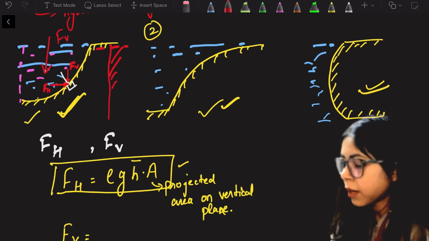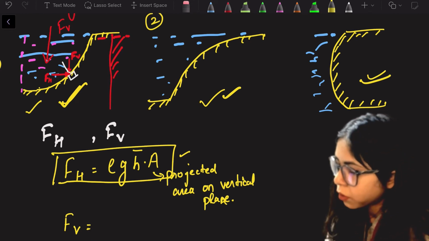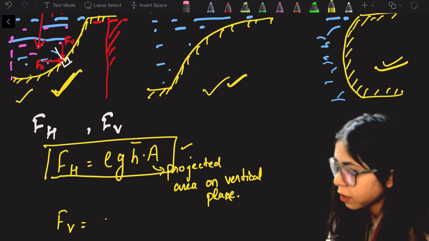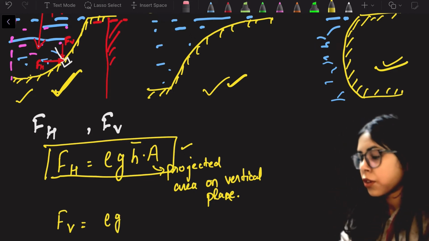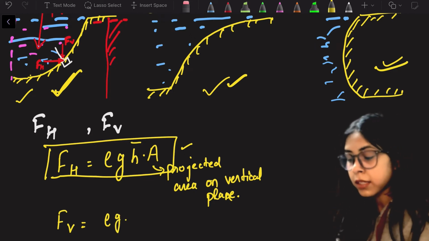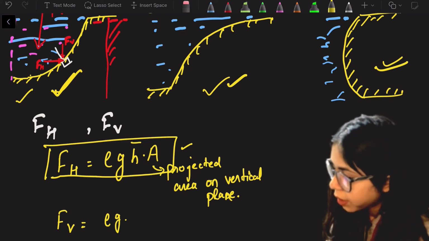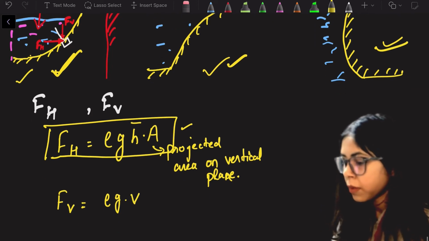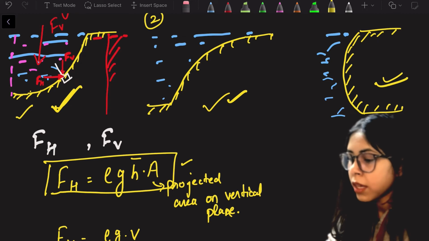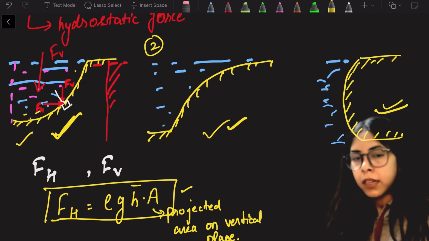So Fv is nothing but the weight that is supported by the object. So that will be rho. How will we calculate weight? So rho into g, density into acceleration due to gravity, and then density into volume will give mass, into acceleration due to gravity will give you the weight. So here I can say into volume. So volume of what? Volume of this particular area which is supported by the curved body.